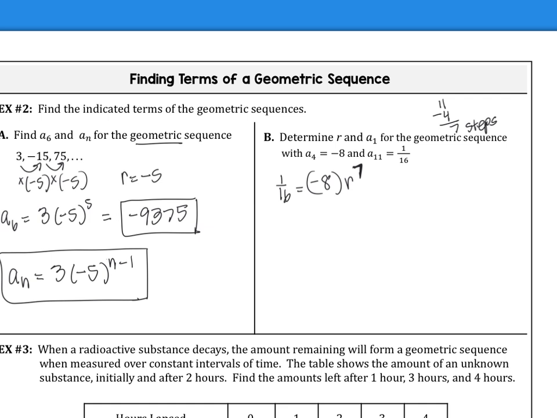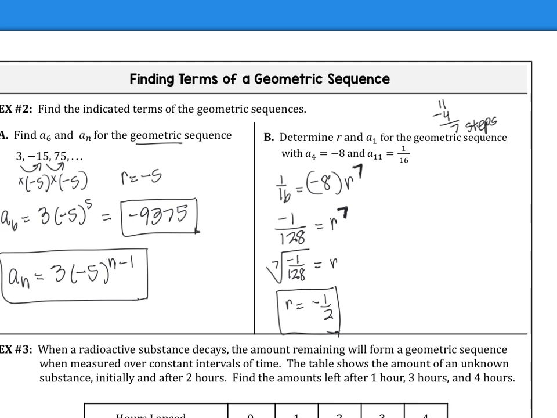So now I'm going to divide by negative 8. So I get negative 1/128 equals r to the 7th. And now I want the 7th root. So yeah, there's a way to put this in your calculator. Math, and I think you tab down to the nth root thing. But basically, you're looking for the 7th root of negative 1/128. And you should get r is negative 1/2. Okay, so that's negative 1/2. And you can actually just do the 7th root of 128, and that might be easier and better in your calculator.